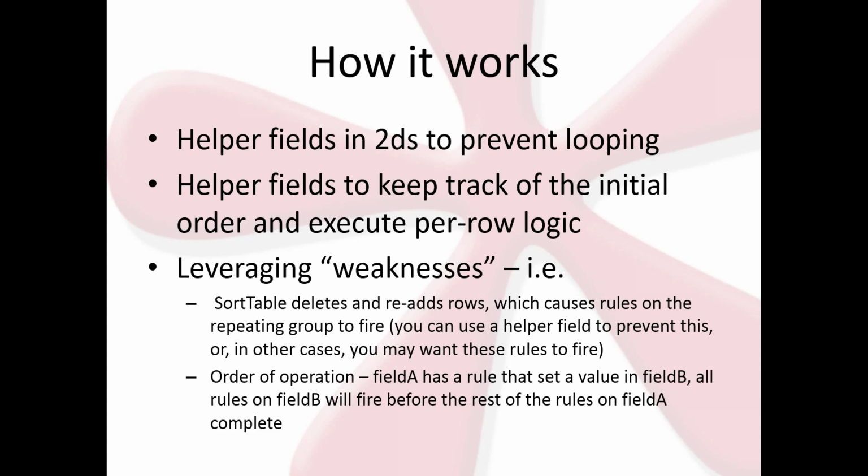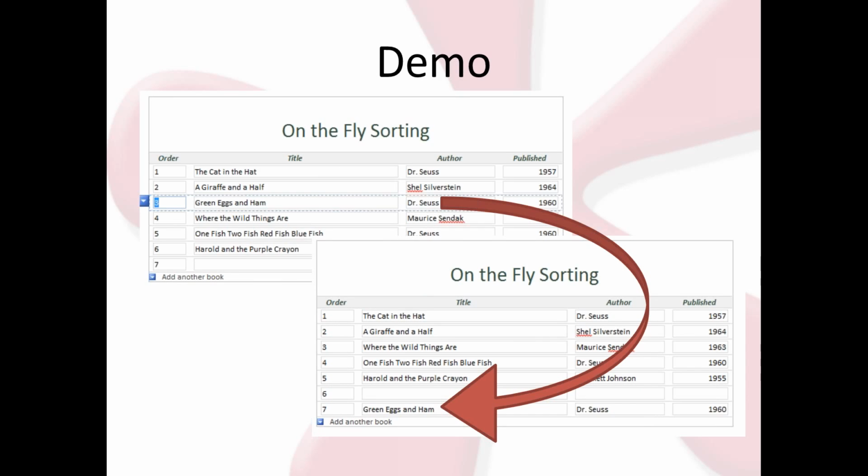So in other words, field A does something that kicks off a change in B. B is going to go do all of its stuff. Every single piece of its stuff is going to get done before we go back to the next rule in field A. So that's an order of operation thing that's useful to know, because you can, again, leverage that to bend InfoPath to your will.